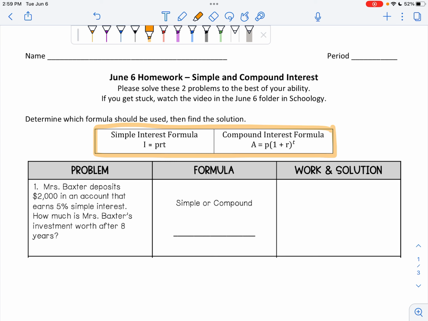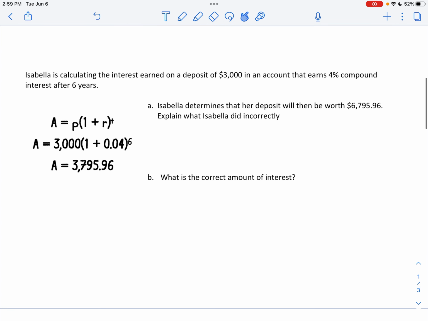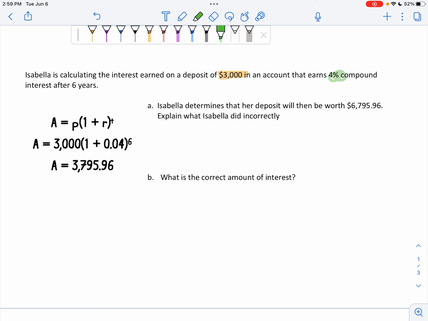The second problem says, Isabella is calculating interest on a deposit of $3,000 in an account that earns 4% compound interest after 6 years, right? So we need to figure out what Isabella did wrong, because in A, it says she figures out her deposit will be worth $6,795. So we're going to explain what Isabella did incorrectly, and then what is the correct amount of interest.